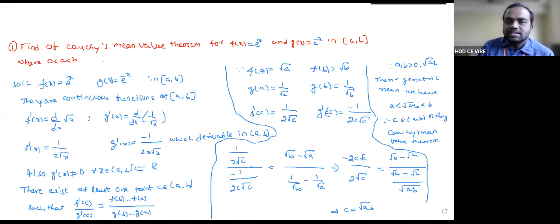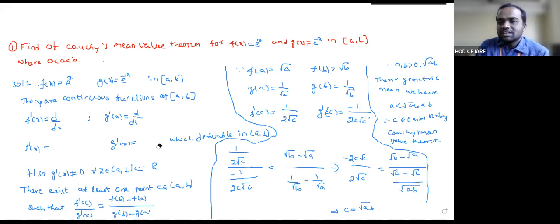Next, differentiability. d by dx of e power of x is equal to e power of x, and d by dx of e power of minus x is equal to minus e power of minus x. So both are derivable in the open interval of a comma b, and g dash of x is not equal to 0 because of the minus e power of minus x, so it is not equal to 0 for every x belonging to the open interval of a comma b.